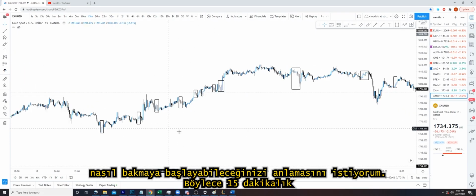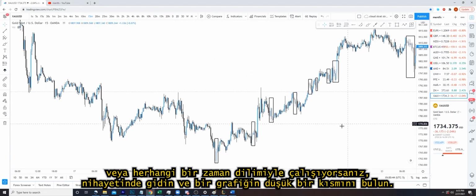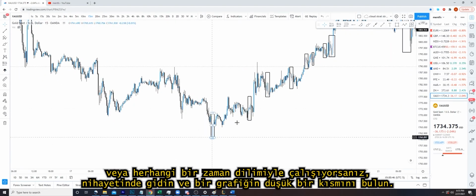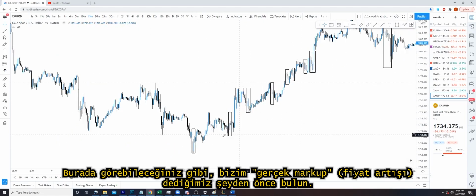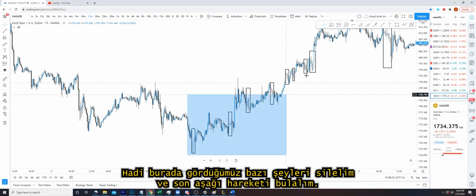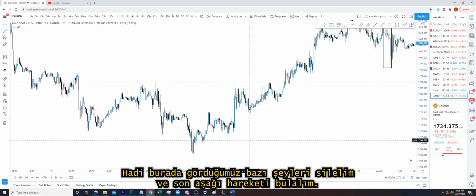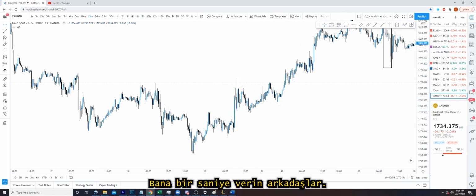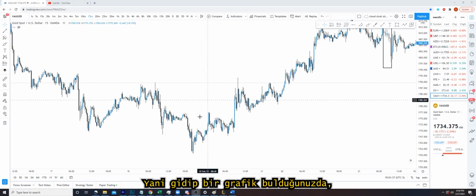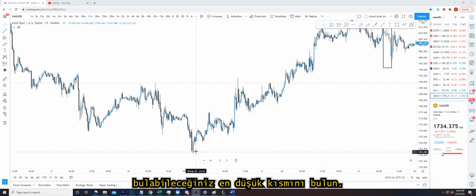So if you're working with a 15-minute or any time frame, go and find a low part of a chart, as you can see here, before a real markup, as we like to call it. Let's delete some of the stuff we see here, and find the last down move. So this is the final down move, and where it originated from. Give me a second, guys. When you go and find a chart, find the lowest part that you possibly can of it.